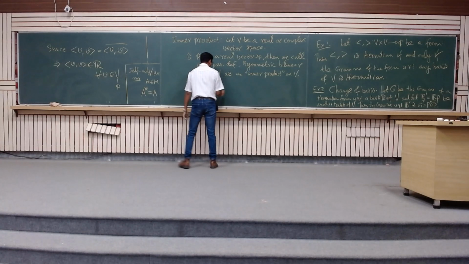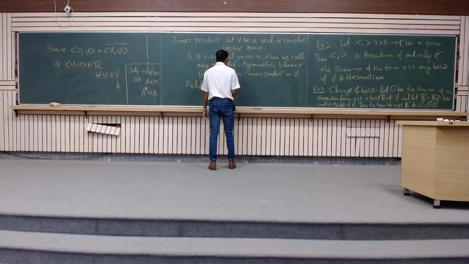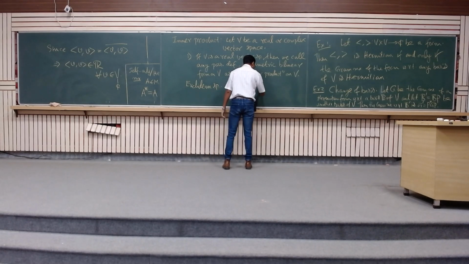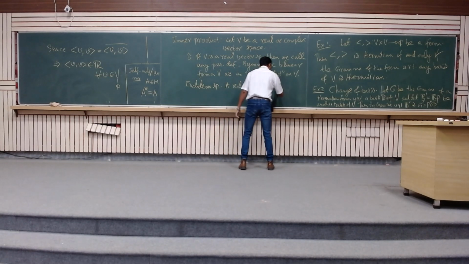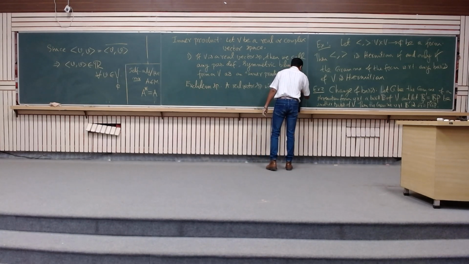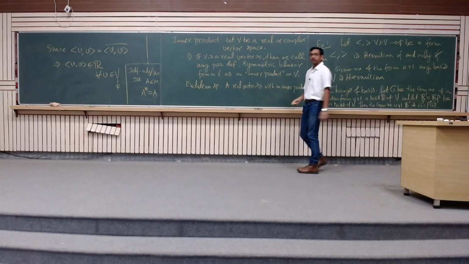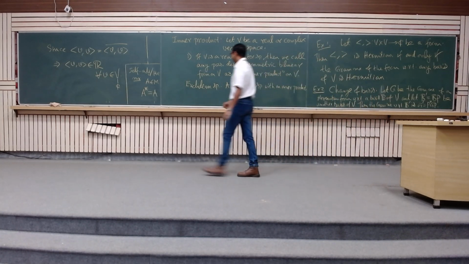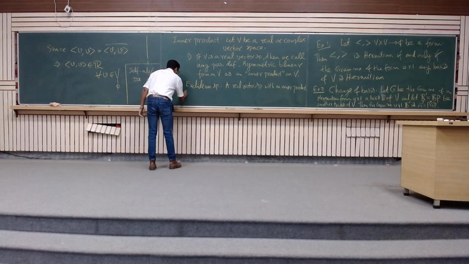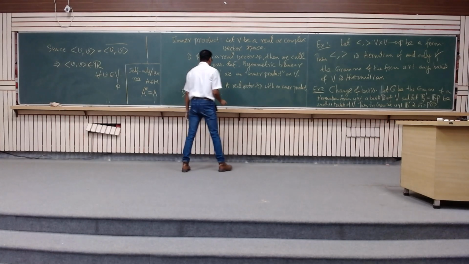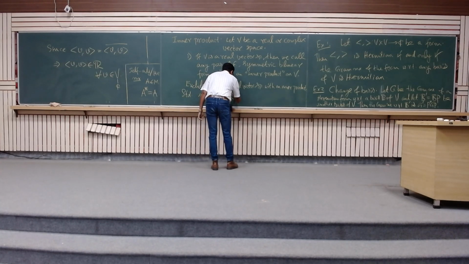A Euclidean space is a real vector space with an inner product. In particular, the standard Euclidean space is Rn with the dot product.